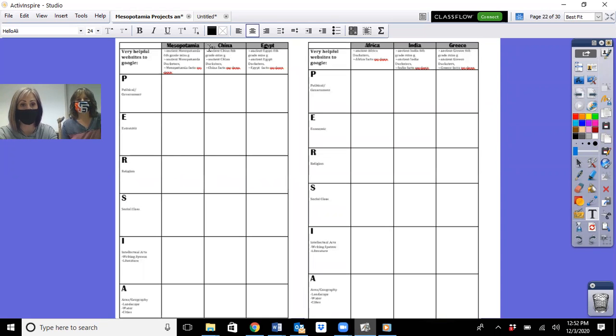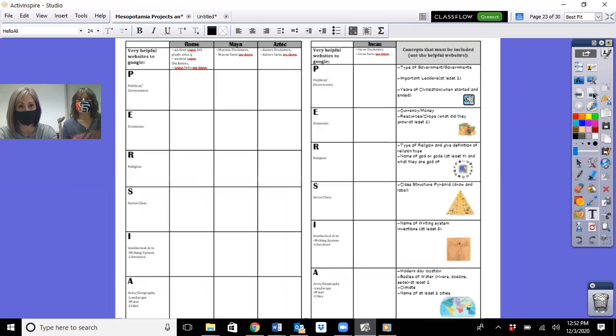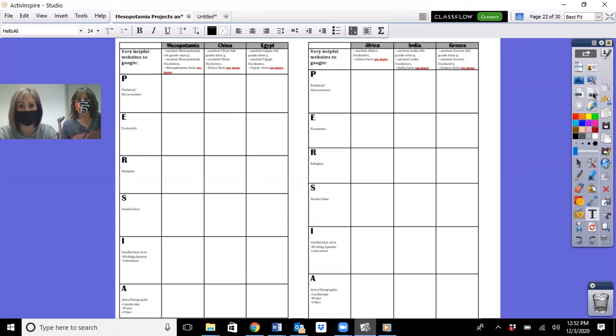So you can see we have Mesopotamia, which is what we're doing, China, Egypt, Africa, India, Greece, Rome, Mayans, and Aztecs, and then finally the Incas. But we are going to start with Mesopotamia. And oops, there's a map activity.